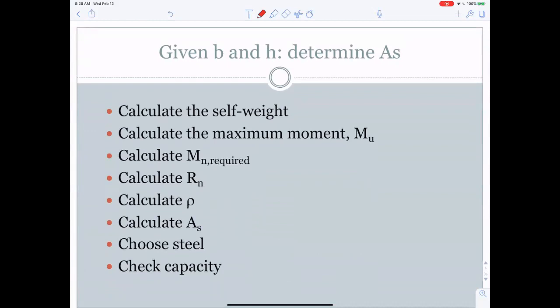And it's an easy process. Now that you've sized the beam, you can get the self-weight, and then you can do the structural analysis and get the maximum moment. Then you figure out how much strength the beam will need. And then these are the steps to get the As. We're gonna calculate the Rn and then get the rho and then get the area of steel. Then there's a practical part of actually choosing the steel, like what bars and will it fit. And then finally, always check at the very end that phi Mn is greater than or equal to Mu.